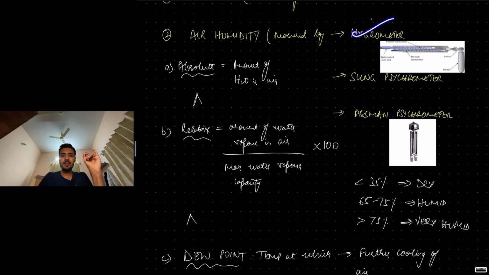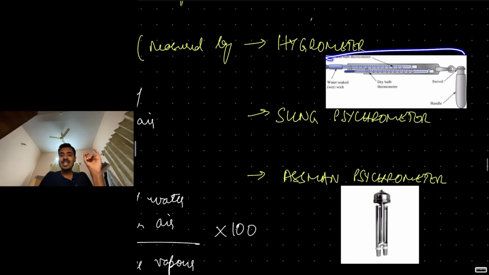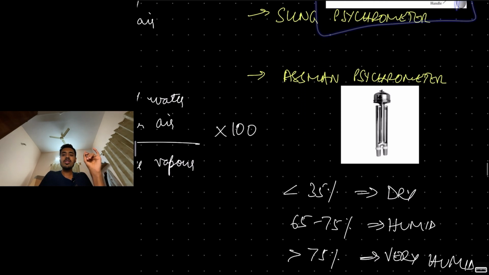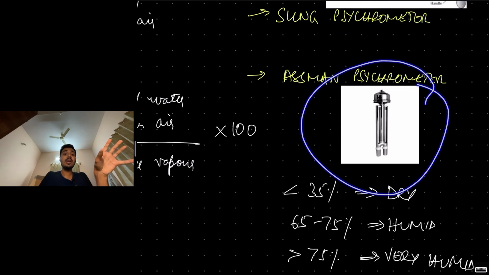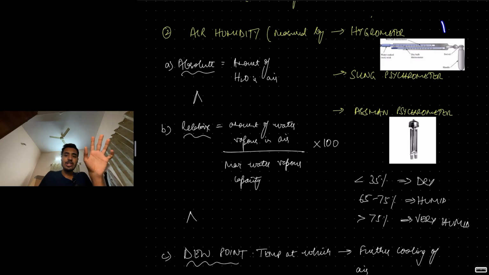Then you have something known as a sling psychrometer, and an Asman psychrometer. So these are all the instruments used to measure humidity. Now there are three types of humidity. You have absolute humidity, directly measuring the amount of water in air. That is not telling you anything. So useless, absolute humidity.